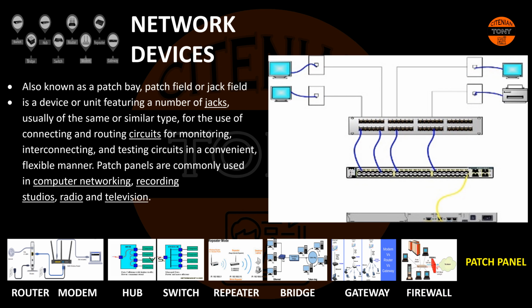Patch panel, also known as a patch bay, patch field, or jack field, is a device or unit featuring a number of jacks, usually of the same or similar type, for the use of connecting and routing circuits for monitoring, interconnecting, and testing circuits in a convenient, flexible manner. Patch panels are commonly used in computer networking, recording studios, radio, and television.